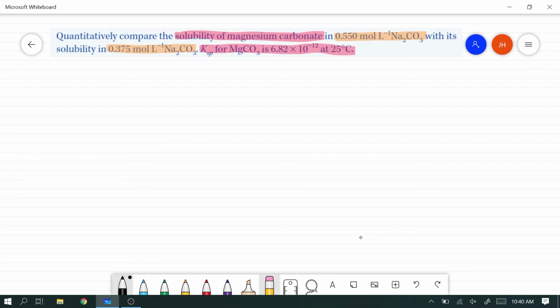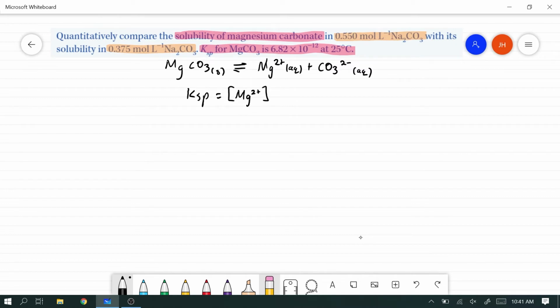So as usual, the best thing to do to start off with is write down the equilibrium equation. We have magnesium carbonate, which is solid, in equilibrium with its ionic components, magnesium ions and carbonate ions. From there, we can also write a KSP equation. That's going to be the concentration of magnesium present in the solution multiplied by the concentration of carbonate ions present in solution.